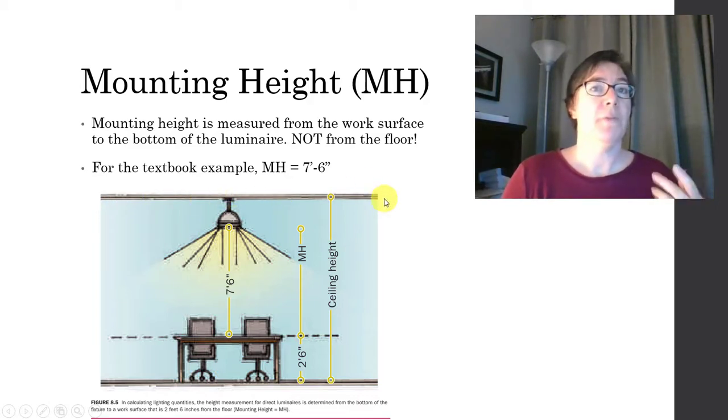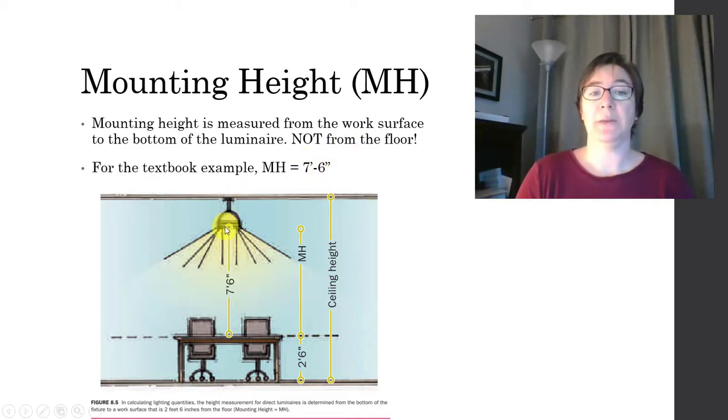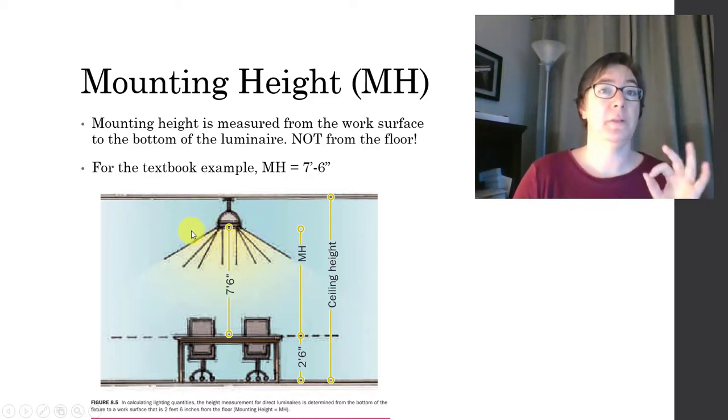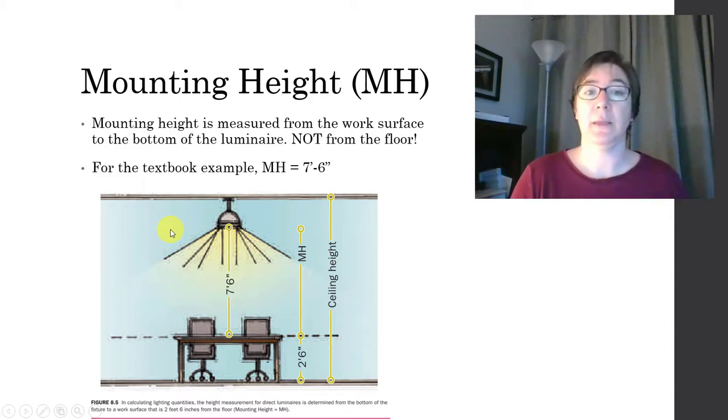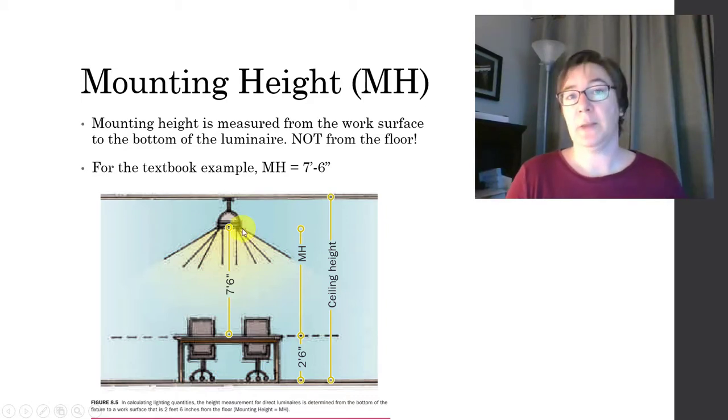Typically, for example, if you are telling a contractor how high to install your luminaire, you would give them the height off of the floor. So that would be from the floor to the bottom of the fixture. For this specific calculation, you need the distance from the work surface to the bottom of the luminaire. For this textbook example that we're going through, that distance is 7 feet 6 inches, or 7.5 feet.